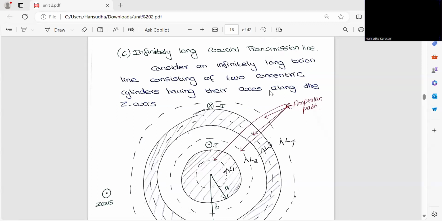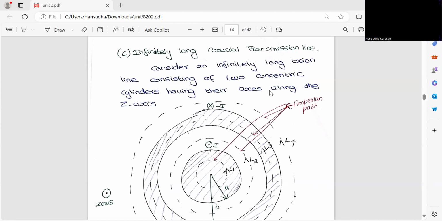Hello, students. Last session, we were seeing what is Ampere's law, and we were seeing the two applications of Ampere's law. One is the infinite line current, the other one is the infinite sheet of current. So, first, a recap will do.